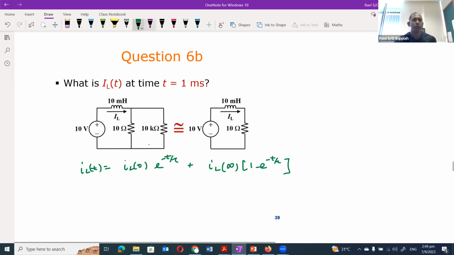Now we know that the initial current is 0, so this part we can ignore. And what would be the final current? The final current would be when I reach steady state, which would be your inductor being a short circuit. So an inductor being a short circuit, you basically have this with two resistors in parallel.